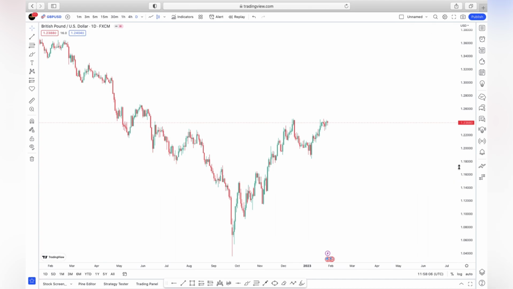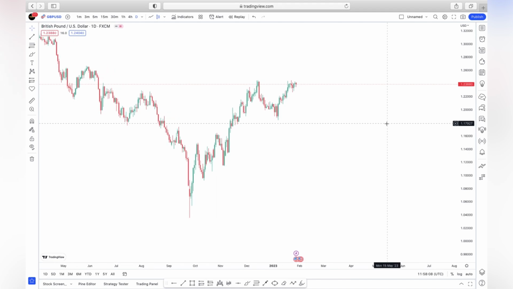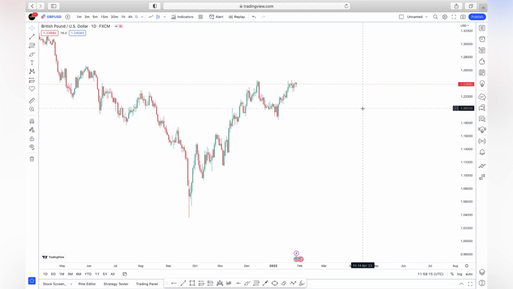So for now, for those student currencies, if you want to take advice from me, try to focus on 3 pairs for the week. So this is number one I'll focus on. This is GBPUSD.